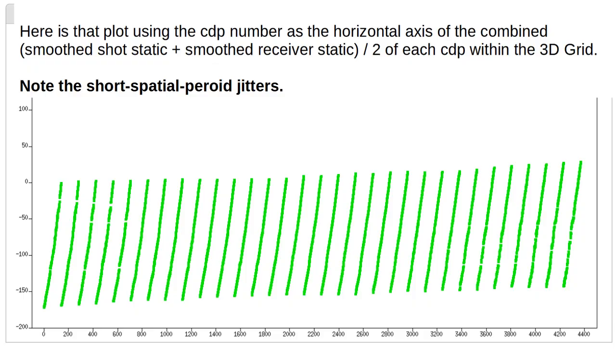Here is that plot using the CDP number as the horizontal axis of the combined smooth shot static plus smooth receiver static divided by 2 of each CDP within the 3D grid. Note the short spatial period jitters.